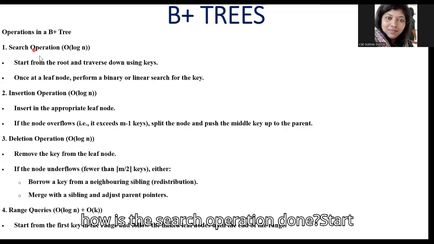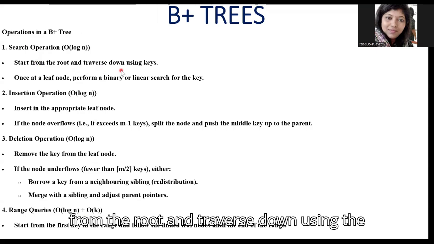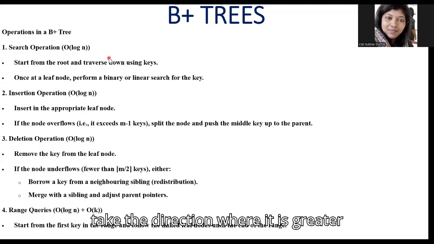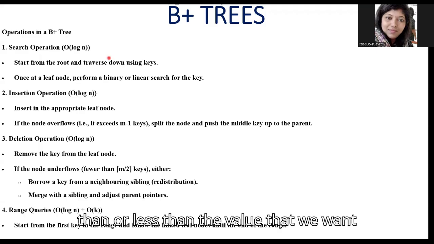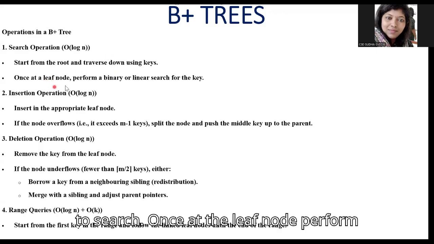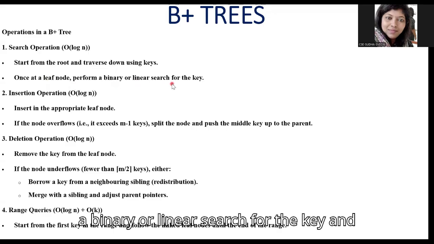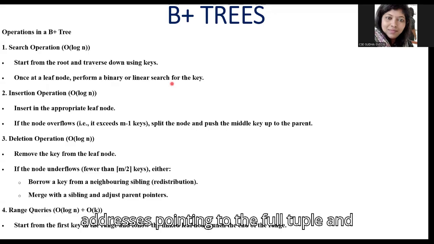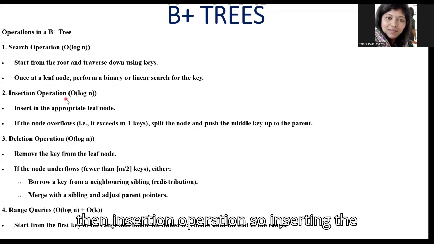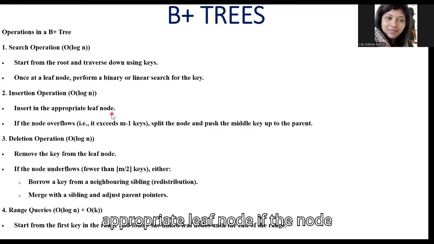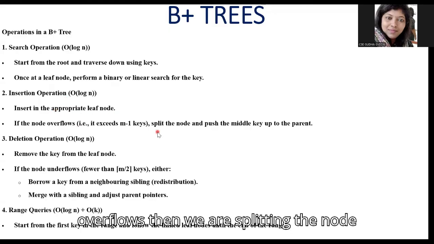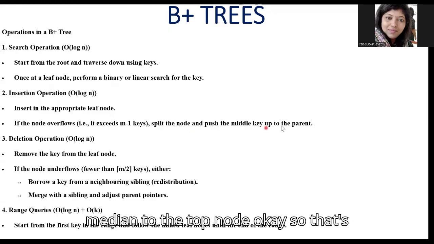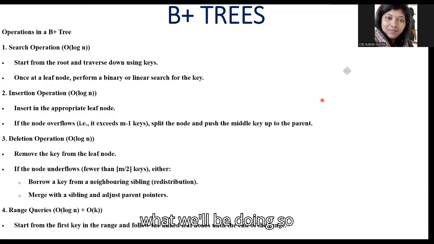So how is the search operation done? Start from the root and traverse down using the keys, comparing them and taking the direction where the key is greater than or less than the value that we want to search. Once at the leaf node, perform a binary or linear search for the key, and then retrieve the disk addresses pointing to the full tuple. Then the insertion operation: insert in the appropriate leaf node. If the node overflows, we split the node and push the middle key, which is the median, to the top node.